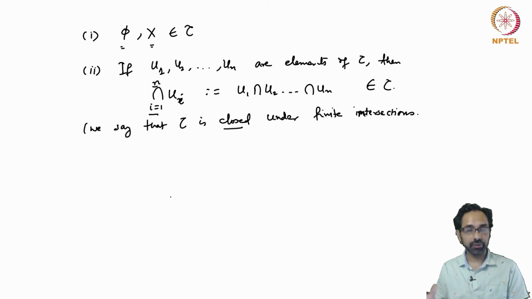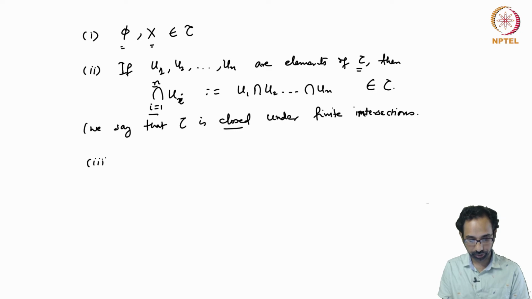So whenever you have a finite number of sets which belong, it is important that all of these sets must already be in tau, then the finite intersection must also belong to tau.